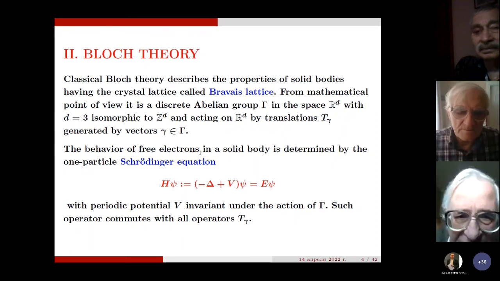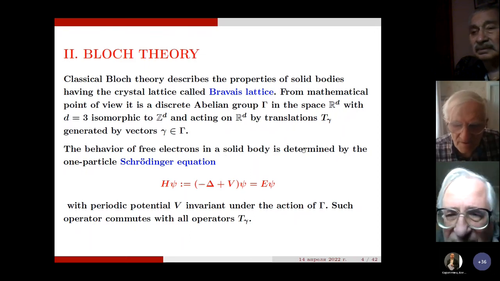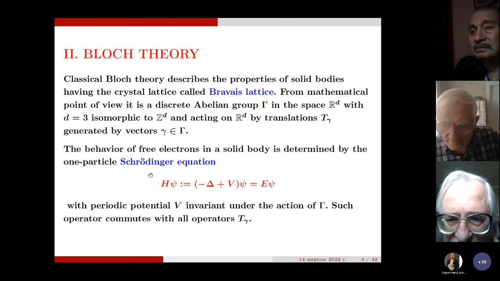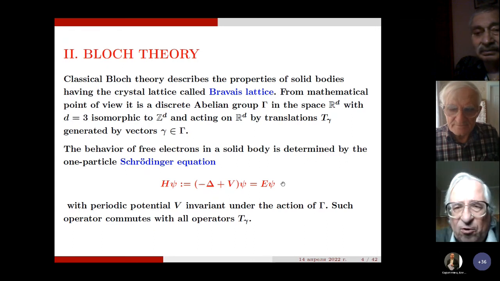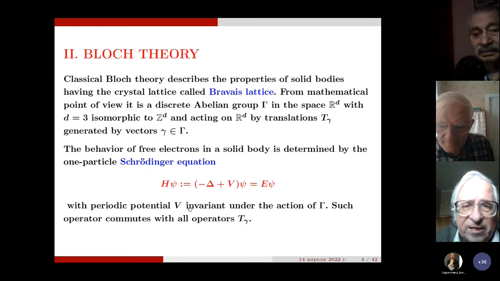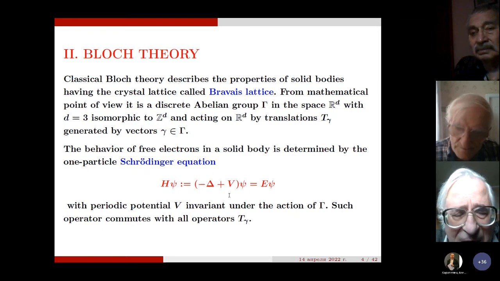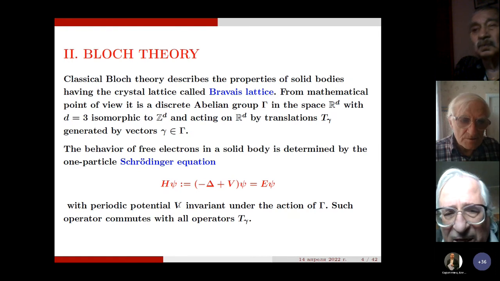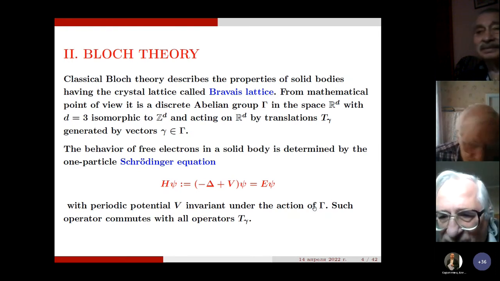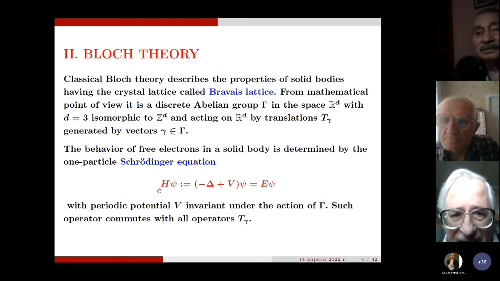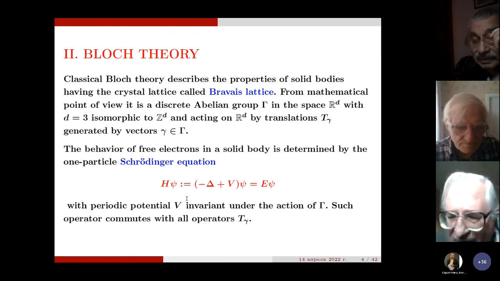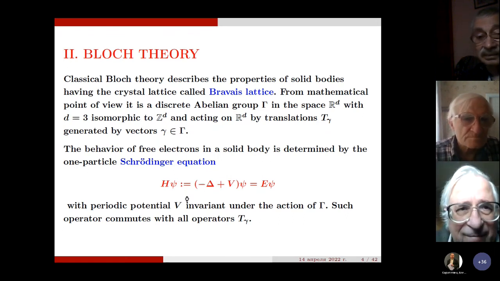The behavior of free electrons in a solid body is determined by the one-particle Schrodinger equation. This is an equation of this type, written for eigenvalues of this operator. Here delta is the usual Laplacian, and V is a periodic potential, which means that it is invariant under the action of Gamma. Such an operator H, the Schrodinger operator, of course, commutes with all operators T_gamma of translations by gammas.